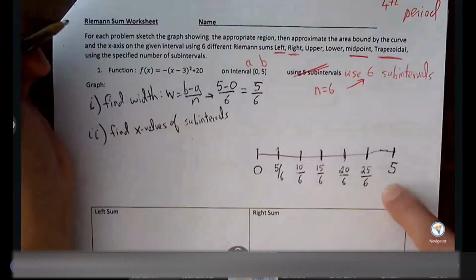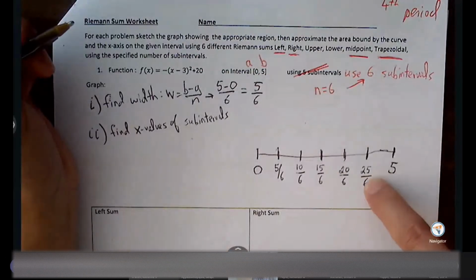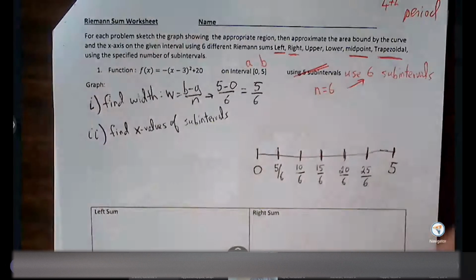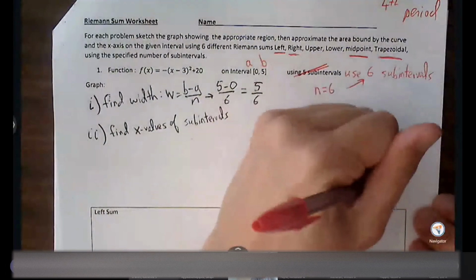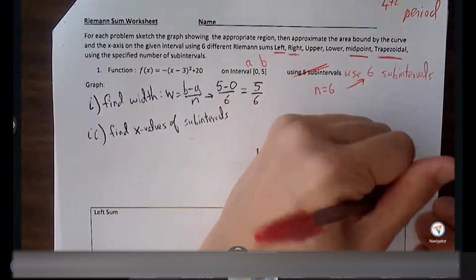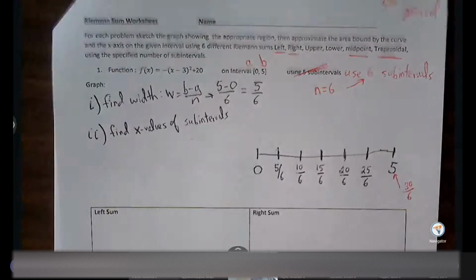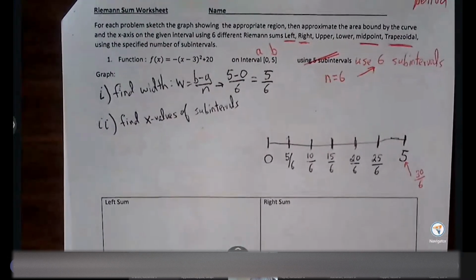And then we should end up at the last value here. So 25 over 6 plus 5/6 is 30 over 6. And 30 over 6 is the same thing as 5. Okay.